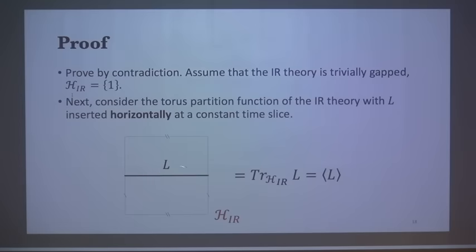And then let's do some calculation in the IR. Let's consider the torus partition function of the IR theory with the topological line inserted horizontally at a constant time slice. This partition function has the interpretation as the trace over the IR Hilbert space of local operators, with the line acting on each state. By assumption, in the IR, there's only one state, the identity, which comes from the UV vacuum. So the trace collapses to only one state, and it picks up the eigenvalue of the topological line, which is by definition the VEV of L.